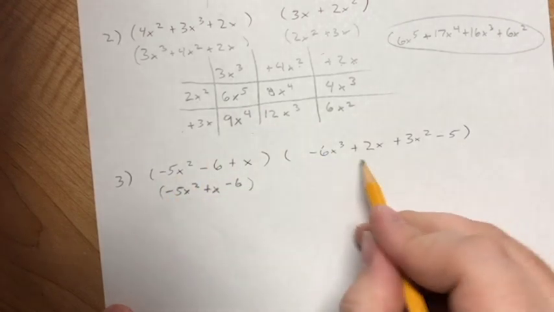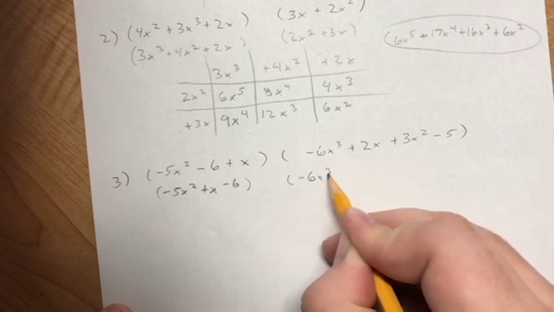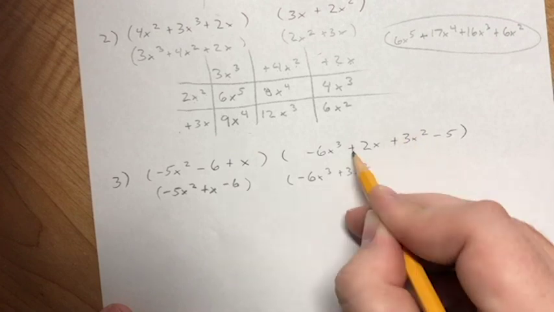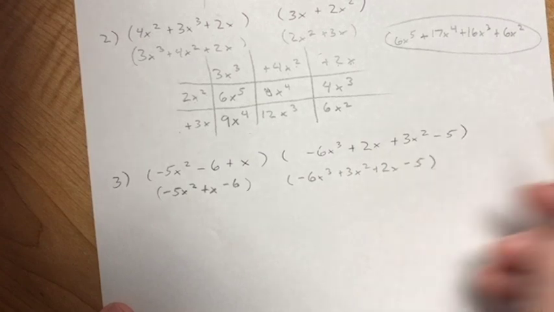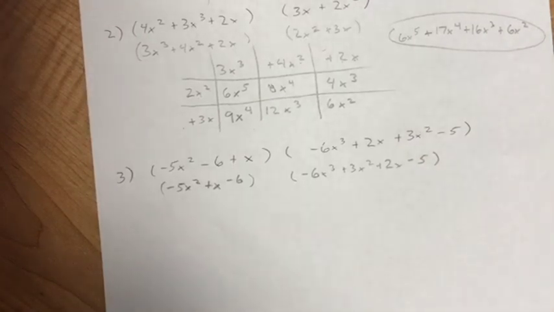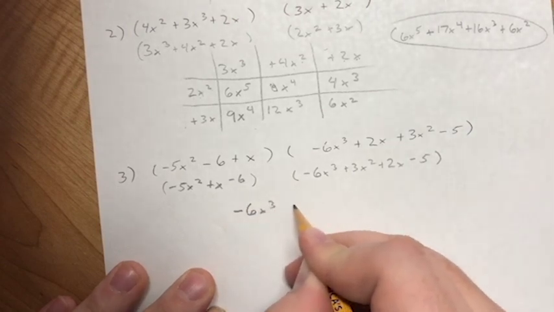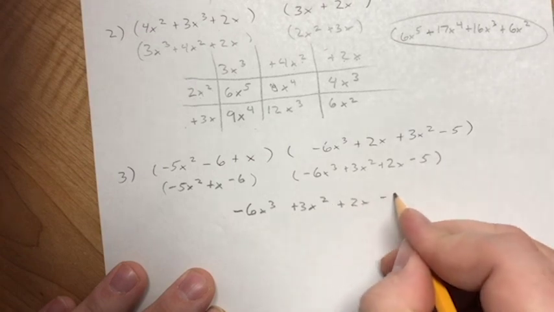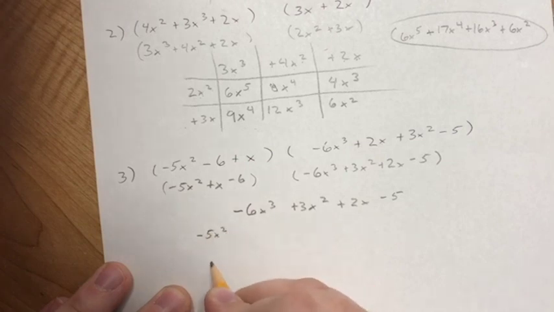Let's check the next one. No, it is not in standard form. So I'm going to go negative 6x to the third plus 3x squared, because that's a positive 3x squared, plus 2x because it's a positive 2x, minus 5. Now that I've done that, we can go ahead and make our table. So I have negative 6x to the third plus 3x squared plus 2x minus 5. I'm going to move on to the side. Negative 5x squared plus x minus 6.